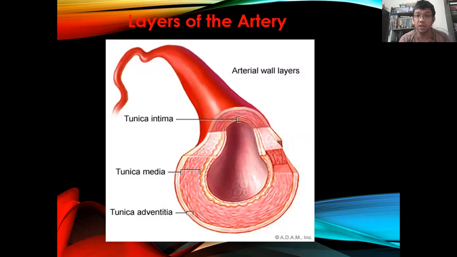So as you can see here, these are the arterial wall layers. We have the tunica intima, the media, which contains the smooth muscles, and the tunica adventitia, which is the outermost layer of the arteries.